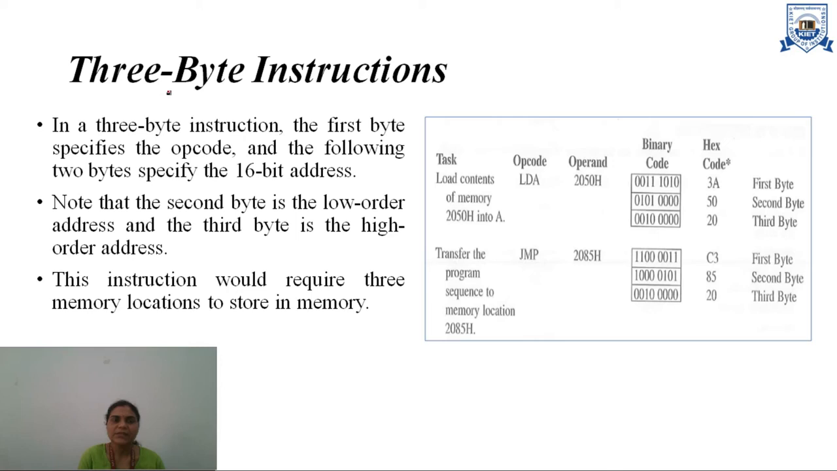Now next is the 3 byte instruction format. Here in a 3 byte instruction, the first byte will specify the opcode as before, and the following 2 bytes specify a 16-bit address. So a 16-bit address will take 2 bytes. Here note that the second byte is the lower order address and the third byte is the higher order address. So the address will be written by first taking the lower address bits and then the higher order address bits.